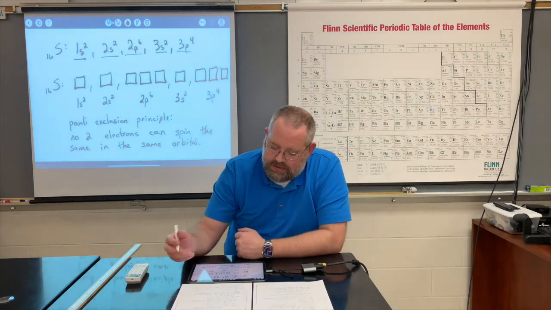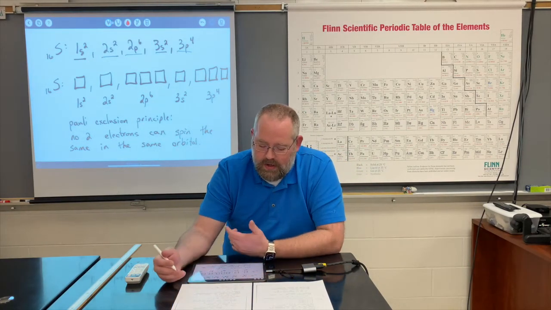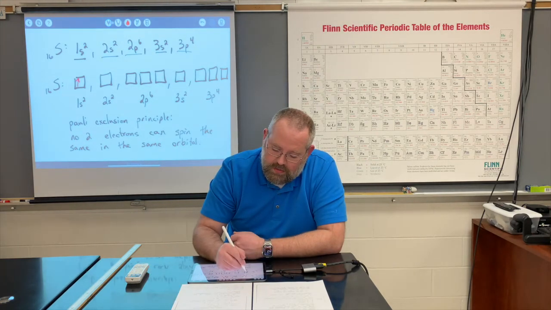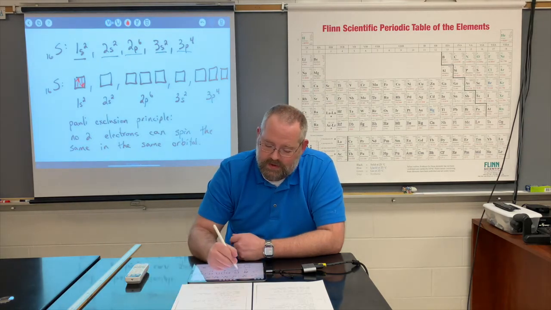All right, so what we're going to do is fill in our arrows. So 1s2, there are 2 electrons, and we have to show both electrons with an upspin and a downspin. Now that is filled. 2s2, upspin and a downspin.